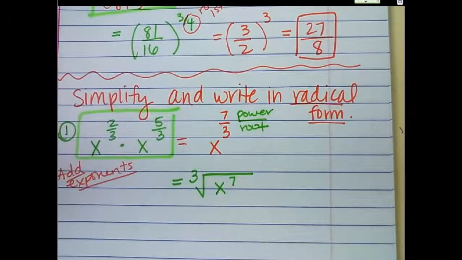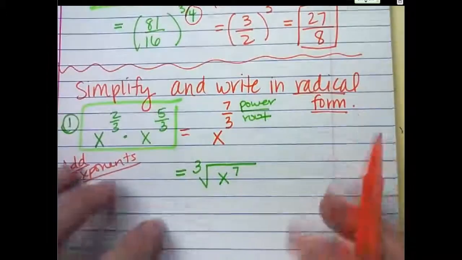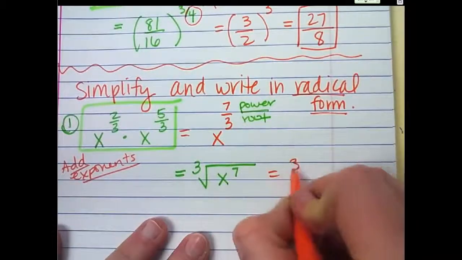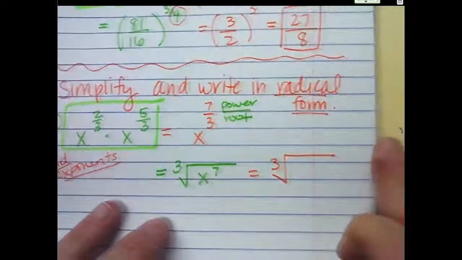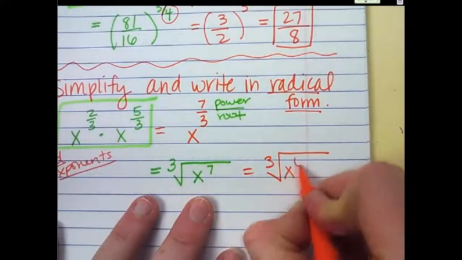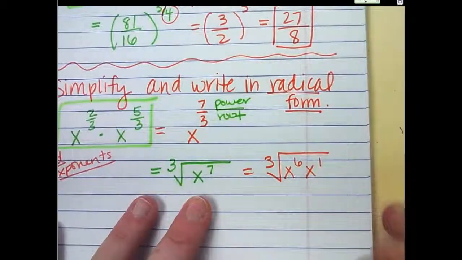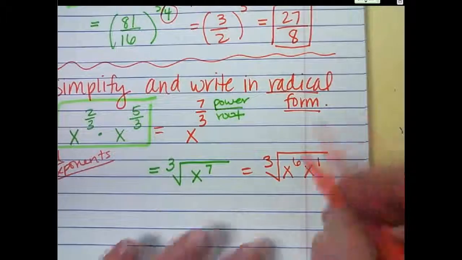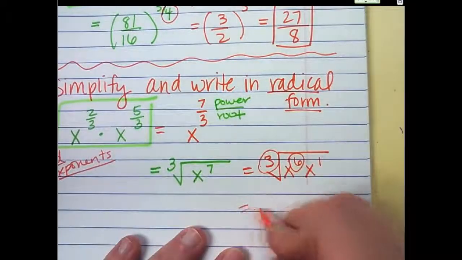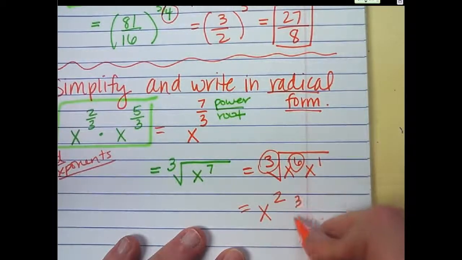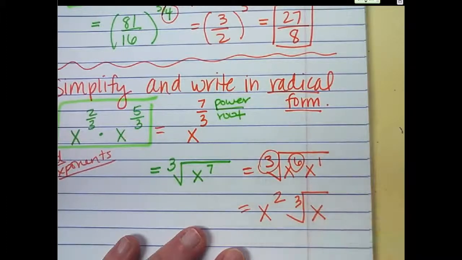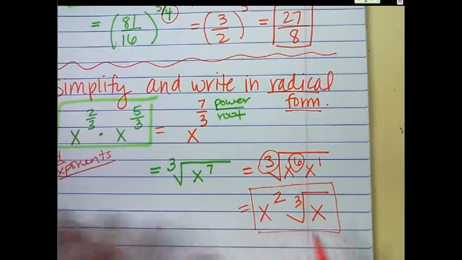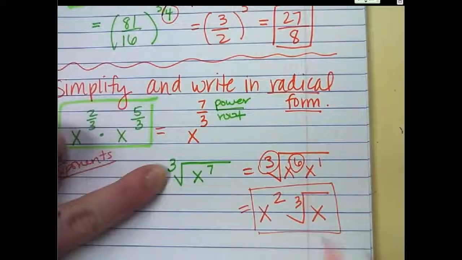Can I simplify that? Yes. So if you want to split it up like we did the other day, I have an x to the 6th and an x to the 1st. And then divide 6 divided by 3. So x squared on the outside and cube root of x on the inside. So really, once you simplify and you get to something like this, and you rewrite it, then you've already done this part.